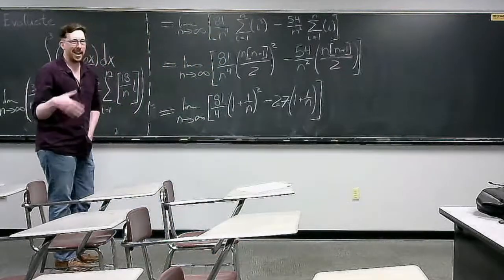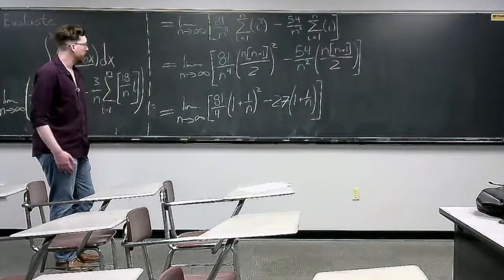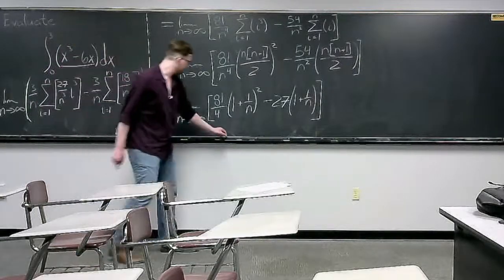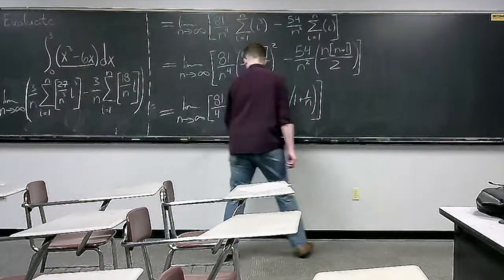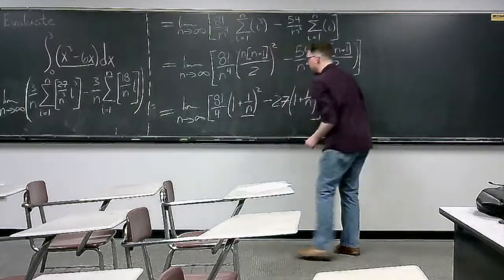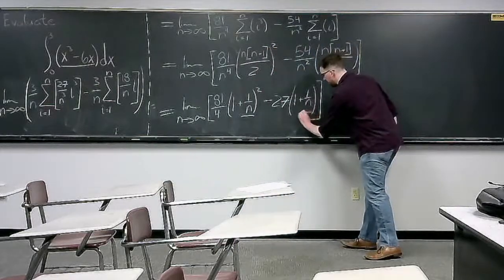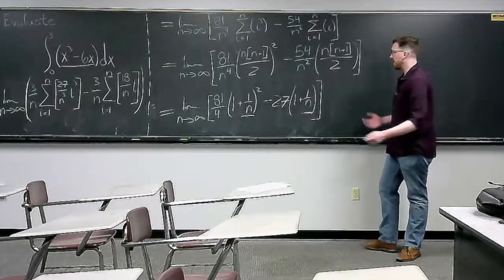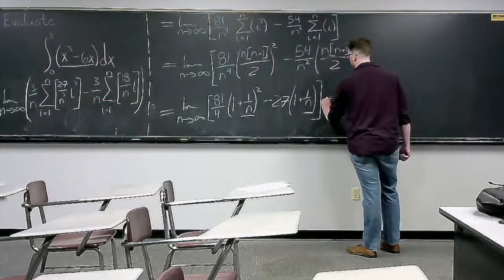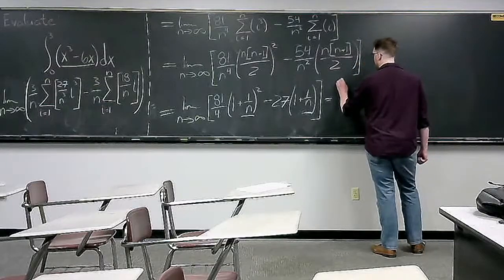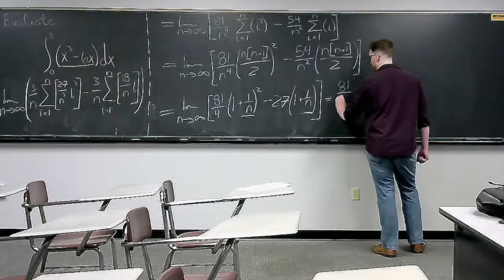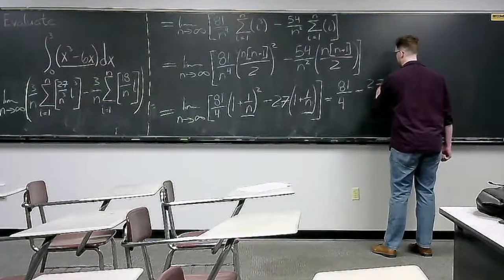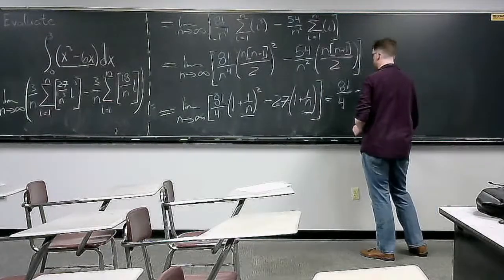Now, we can actually evaluate this thing. Because check it out, in that limit, this term, 1 over n goes to 0, and this term, 1 over n goes to 0. So all we're left with in the end is that this thing is equal to 81 over 4 minus 27. Just minus 27.